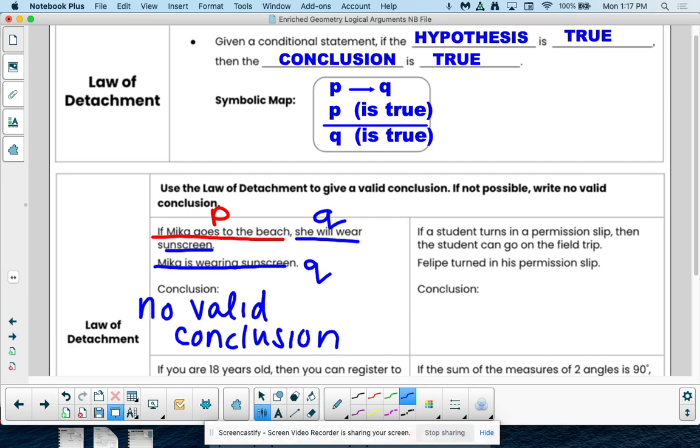Okay, let's try another one. If a student turns in a permission slip, then they can go on a field trip. Felipe turned in his permission slip. Can we make a conclusion? Valid. Valid, but what's our conclusion? Felipe can go on the field trip.